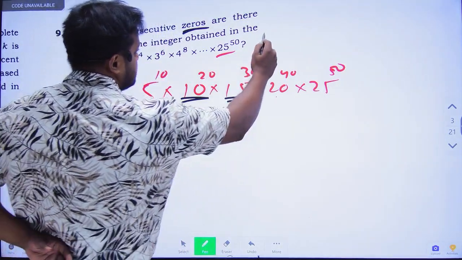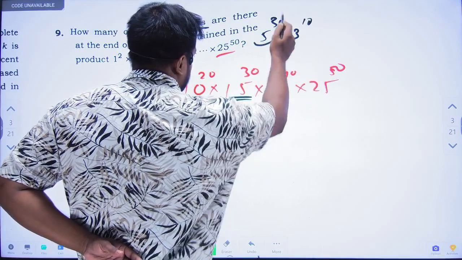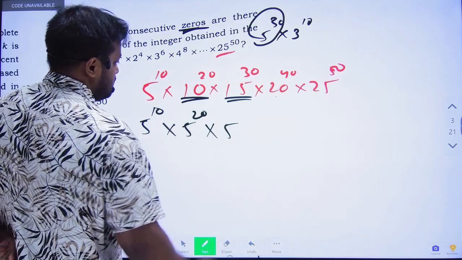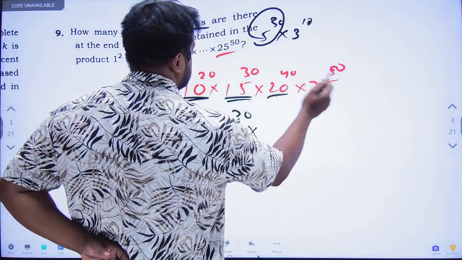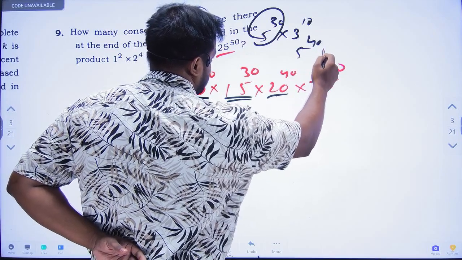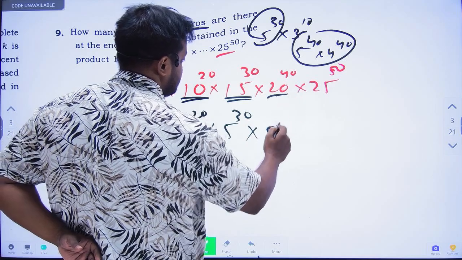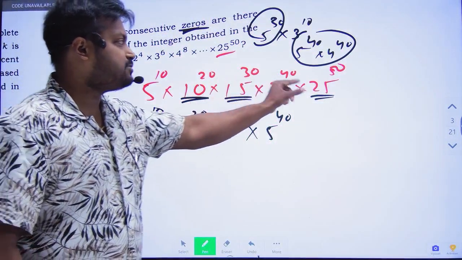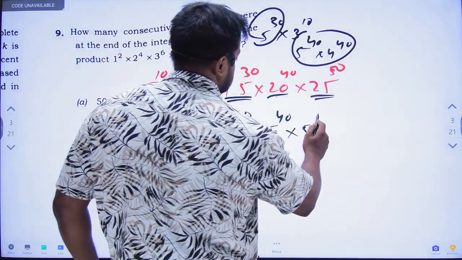15 is 5 to the power 30 into 3 to the power 30. I have to only focus on the powers of 5, because I need zeros. So 5 to the power 30, then 20. 20 means 5 to the power 40 into 4 to the power 40. Fine. So I'll only focus on the powers of 5. So 5 to the power 40. This is 25. 25 means 5 square. 5 square to the power 50 means 5 to the power 100.